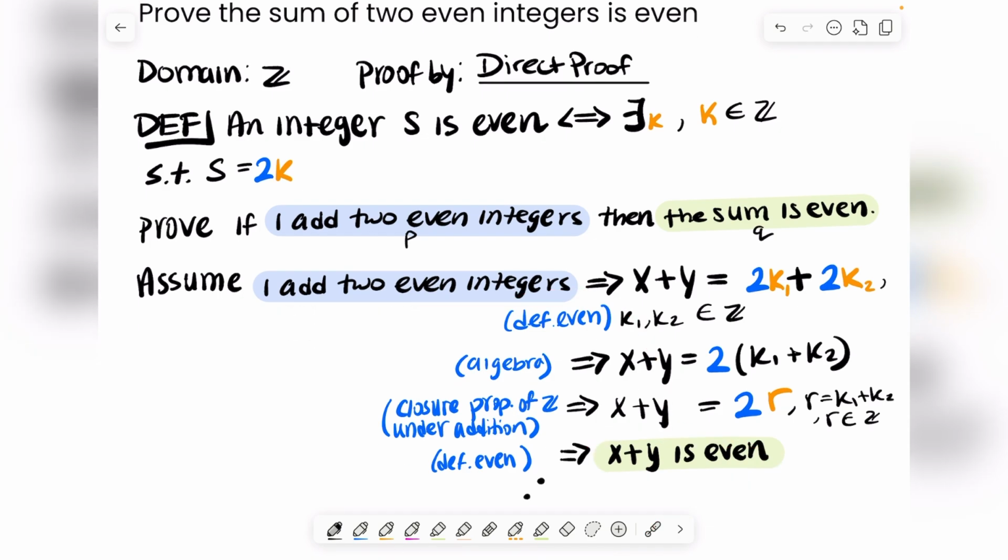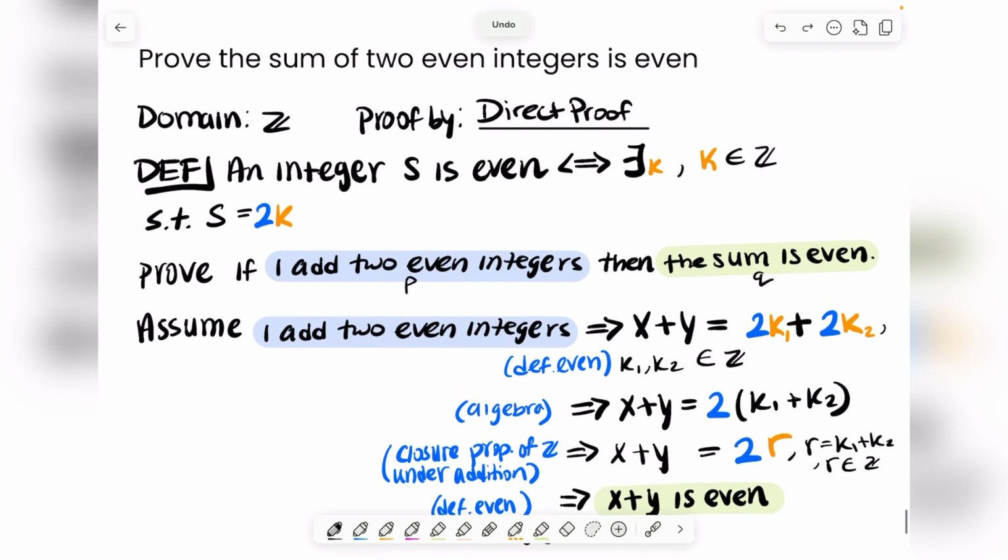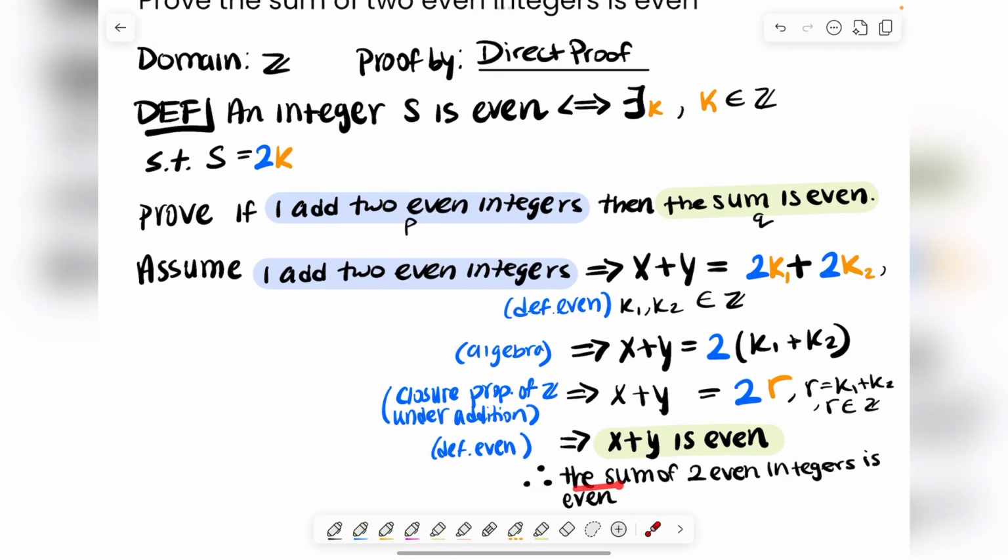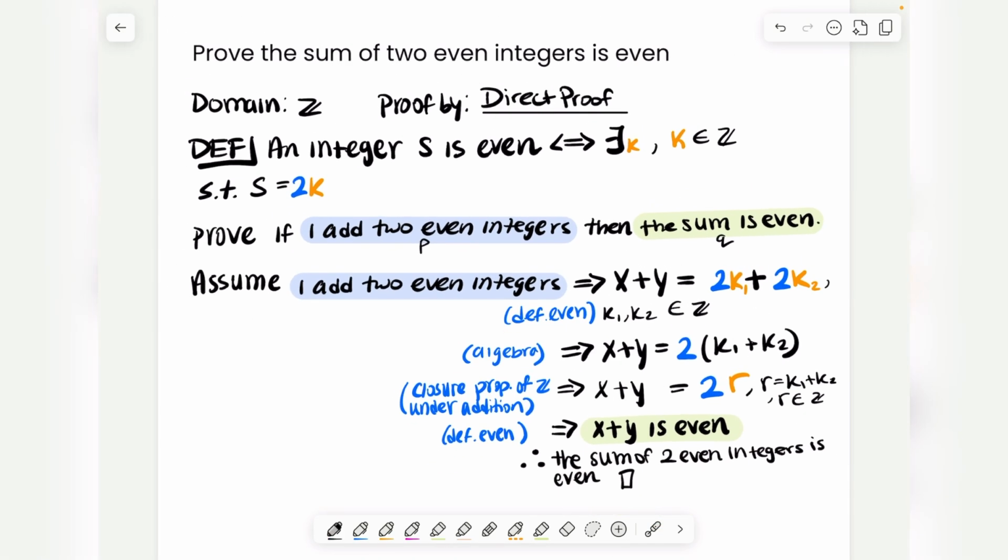Then we say therefore, that's what this symbol means, and then you just copy and paste what they wanted you to prove: the sum of two even integers is even, and you are done with your proof. So you do your little box, and that's it for this video.